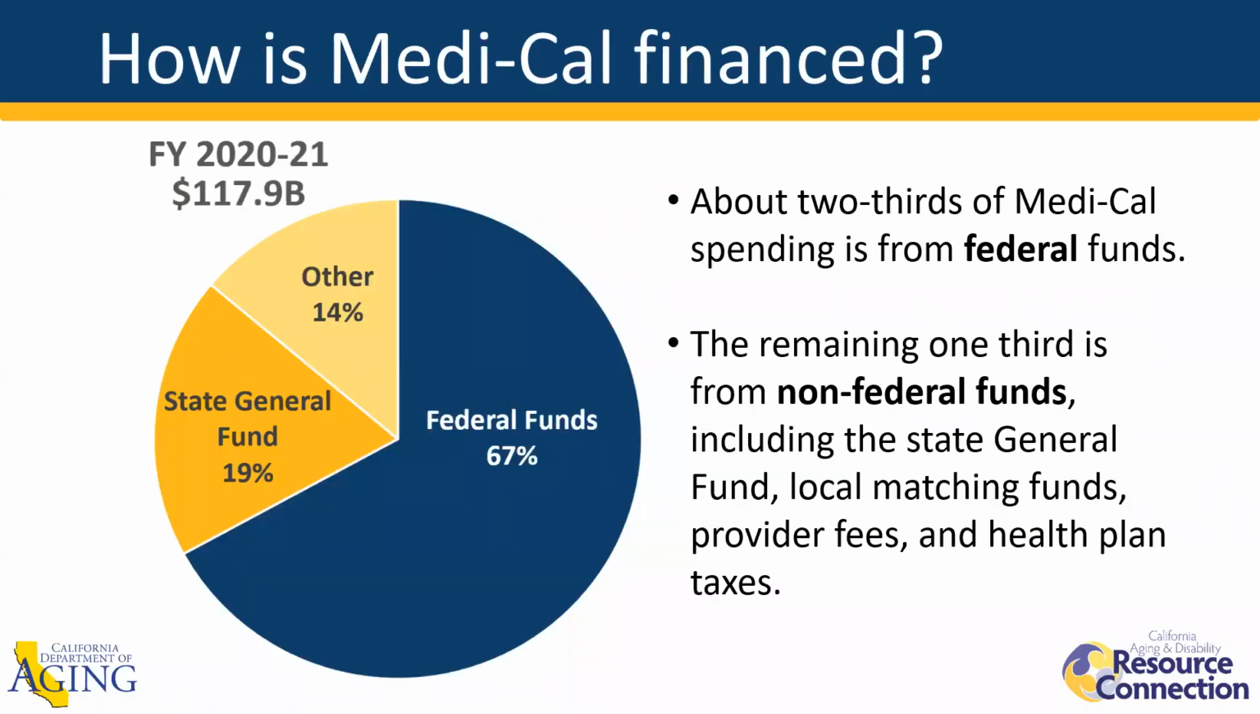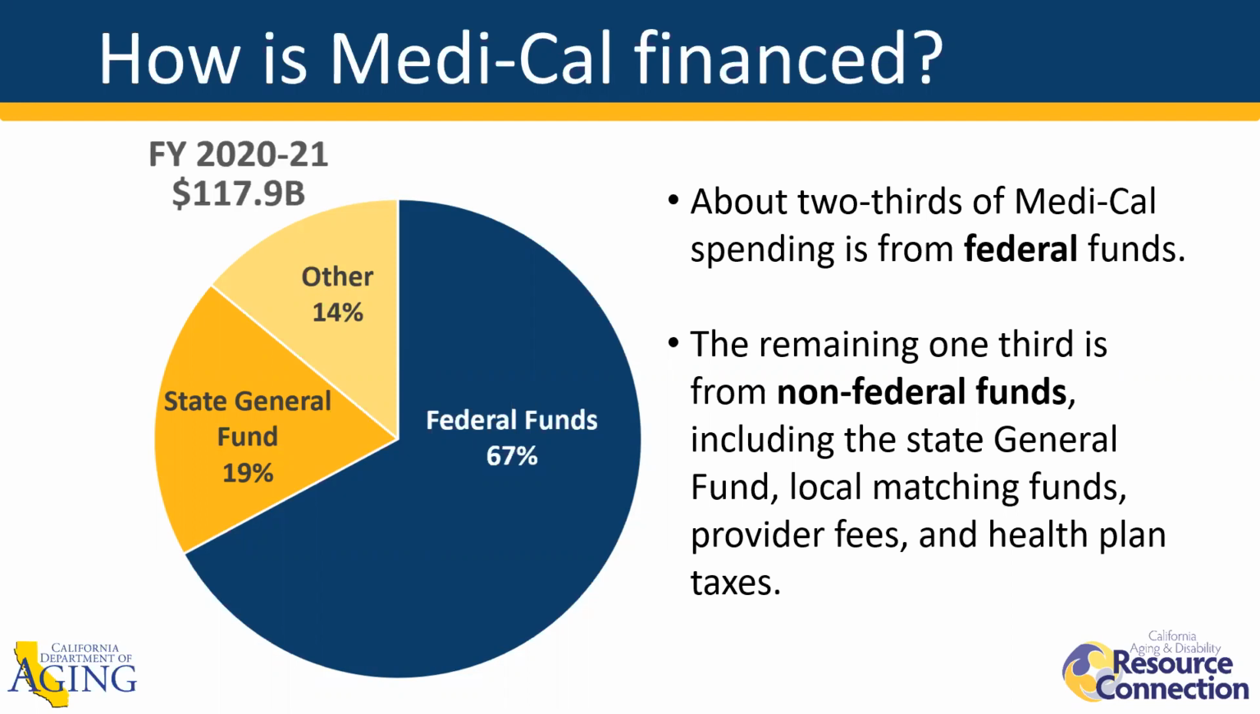Okay, so how is Medi-Cal financed? Remember, Medi-Cal is a joint partnership between the federal and state government. So financing for Medi-Cal is a shared responsibility between the feds and the state. The federal government actually picks up quite a hefty portion of the bill. The federal share of Medicaid spending nationally is about 65%, which is close to what it is in California as well.